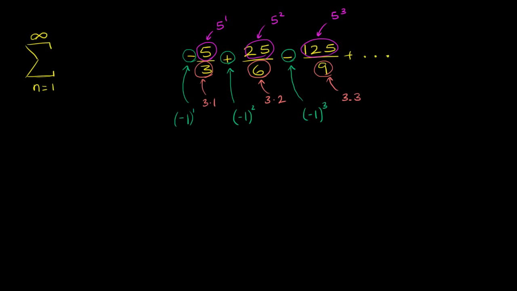And so it's -1 to the nth power, times 5 to the nth, over 3n. Over 3n is going to be equal to this. And you can verify when n equals 1, it's -1 to the first power, which is -1, times 5 to the first power, which is 5, over 3 times 1. And we can do that for each successive term. And so we're all done.